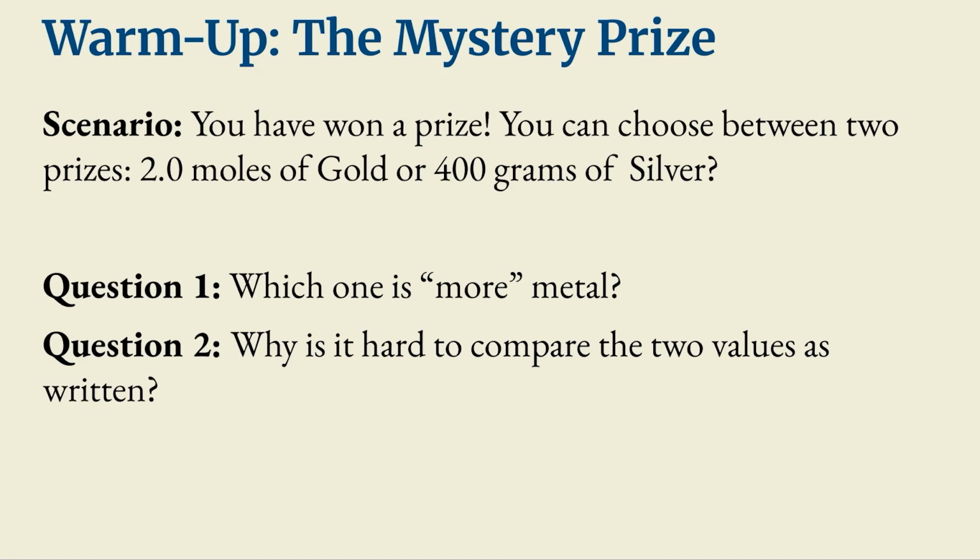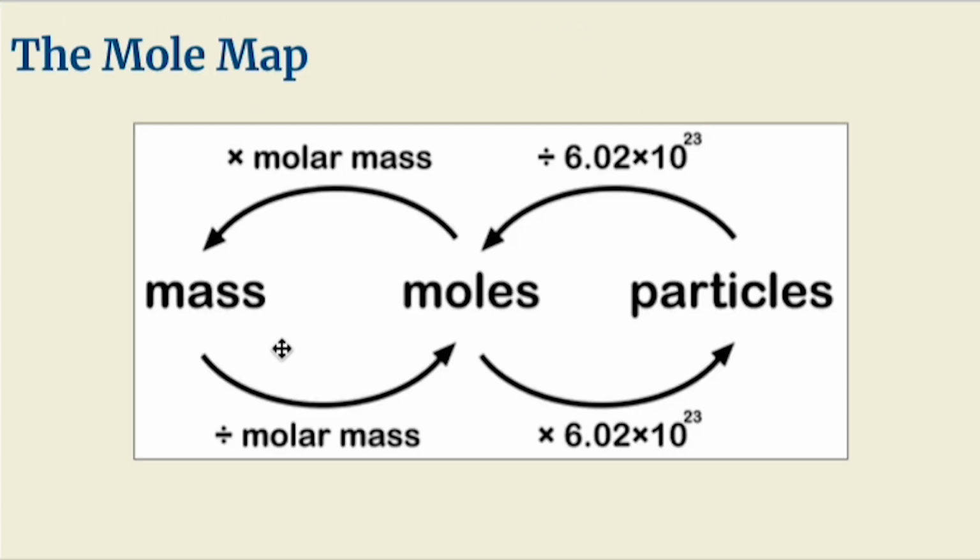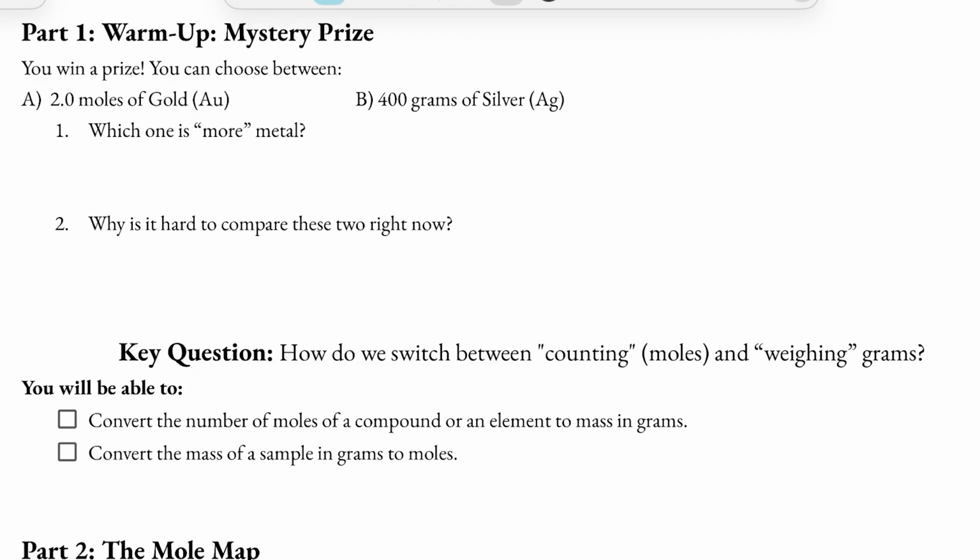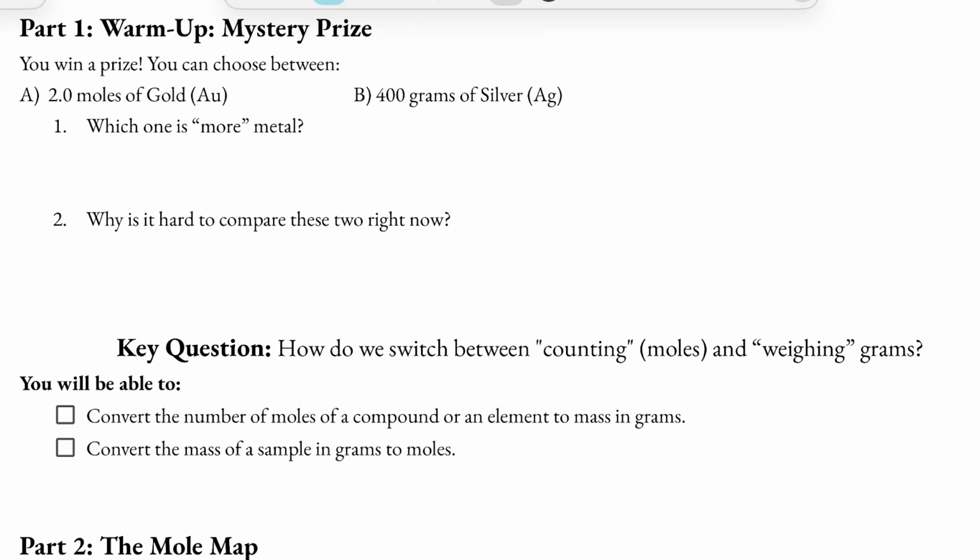So to go from grams to moles, we are going to divide by the molar mass. So if we're going from mass to moles, we're going to divide by the molar mass. If we're starting with moles, we're going towards the mass, so we're going to multiply by the molar mass. All right, so we are going to find out which one is more metal.